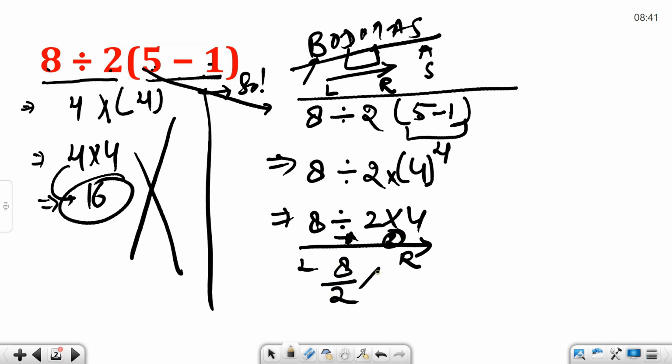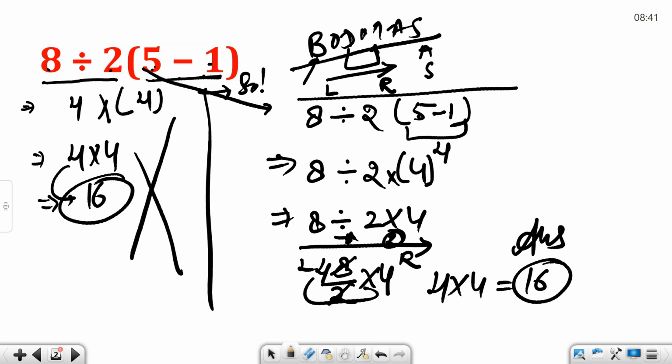So 8 divided by 2 times 4. 8 divided by 2 is 4. Now, 4 times 4 equals 16. This is the correct answer. Here we get 16, and here we also get 16. But this method is the correct one.